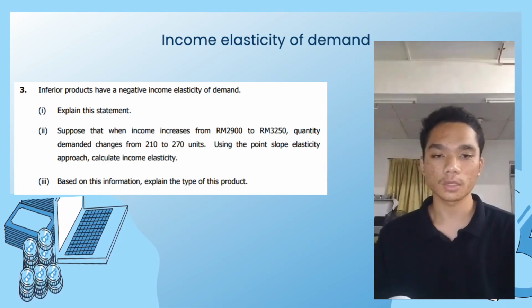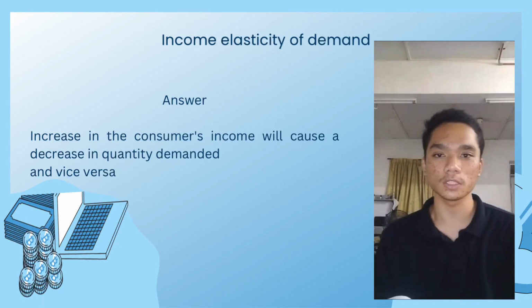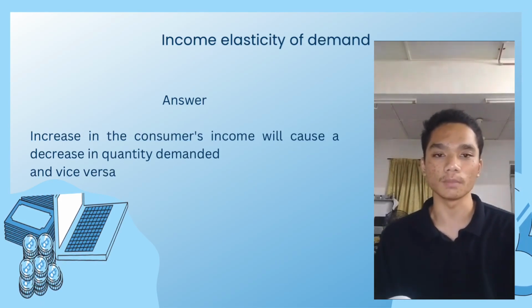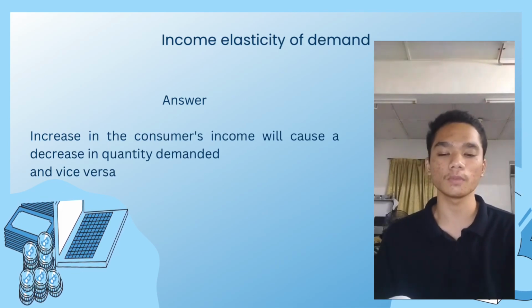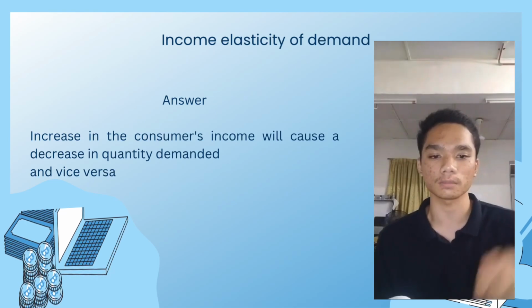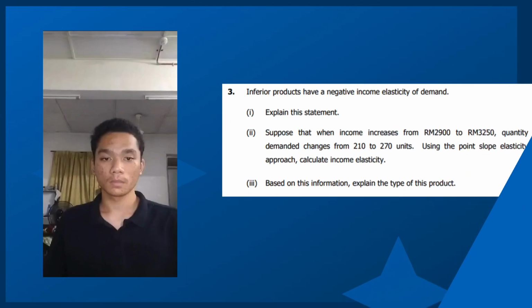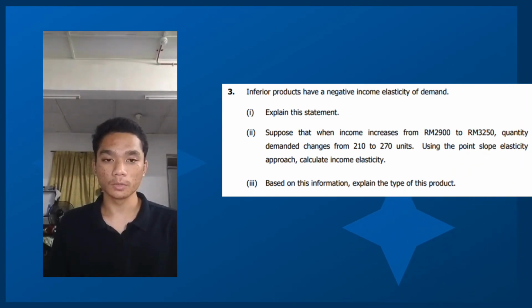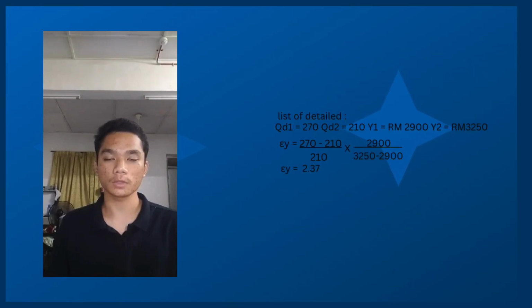For question number 1, an inferior product has a negative income elasticity of demand. This is because an increase in consumer income will cause a decrease in quantity demanded, and vice versa. For answer number 2, we will need to use the formula from the textbook, and we will get the final solution of 2.137.